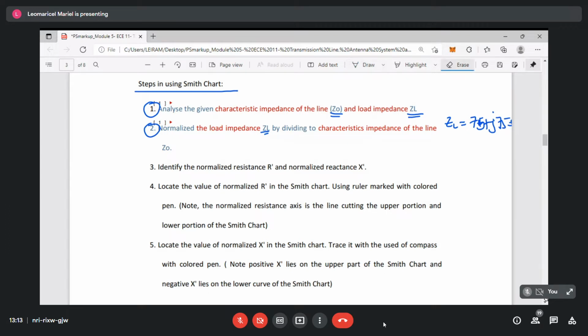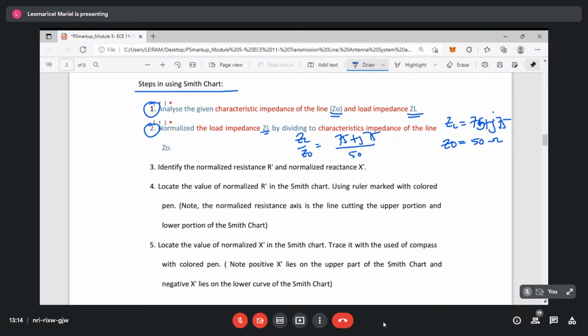Okay? So example, yan yung binigay ko sa inyo: 75 plus J75 ohms. And you're going to normalize the load impedance by dividing by the characteristic impedance. Given din yung characteristic impedance, let's say that would be 50 ohms. Pag sinabi nating normalize, you're going to divide lang ZL over Z0. So meaning yung 75 plus J75, i-divide mo lang yan ng 50.